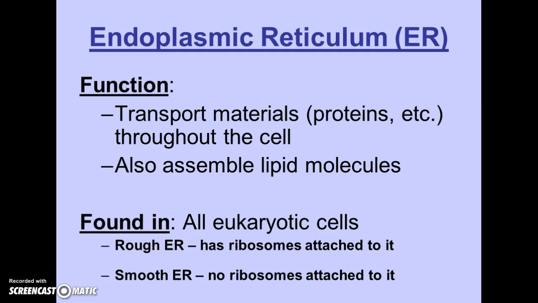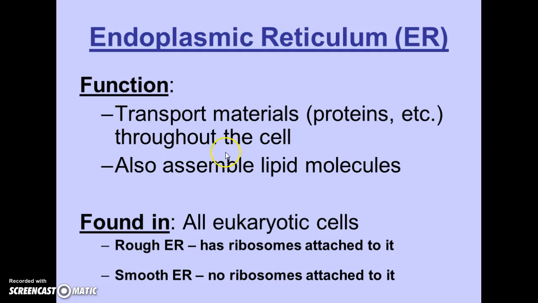That brings us to our next one, the endoplasmic reticulum, also shortened to the ER because it's a lot easier to say ER than endoplasmic reticulum. The function of the ER is to transport materials. It's like a highway system that runs throughout the cell. Anything that needs to get moved around can get moved on the ER. Proteins, for instance, that get made on the ER then get transported throughout the ER.